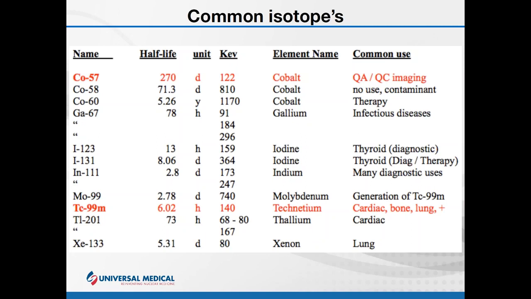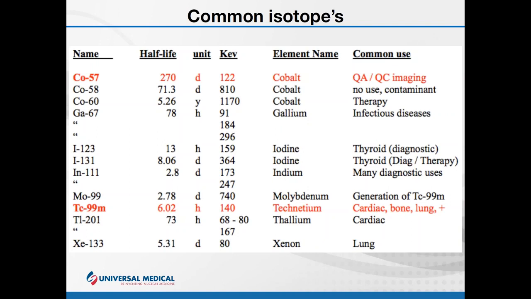With cobalt-57, on the chart, you'll notice its half-life is 270 days. This is really nice because it allows me to know that I have a source of radiation that I can use that will be around for a very long time, and it's fairly stable. And I won't have to replace it quickly, or they won't have to replace it quickly.